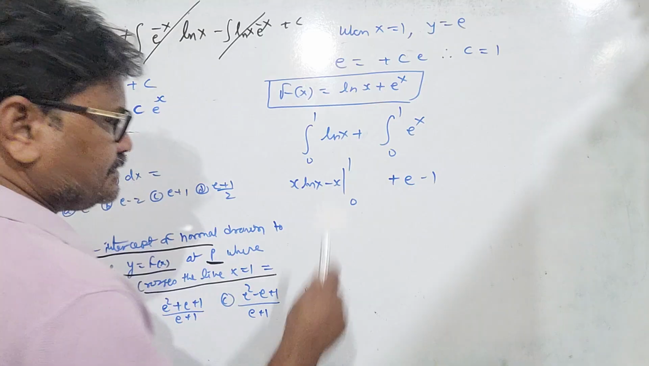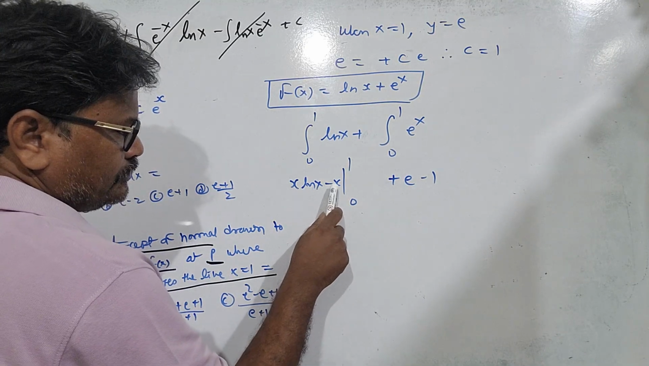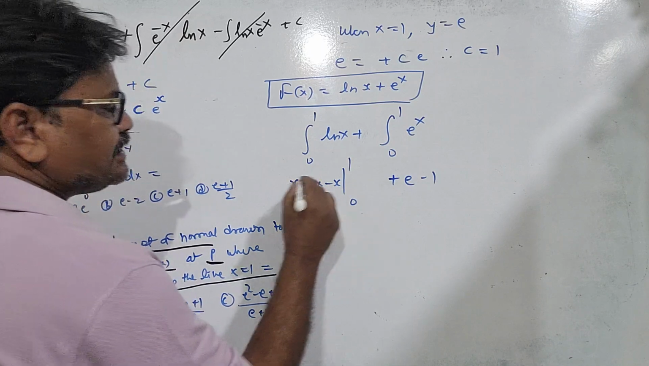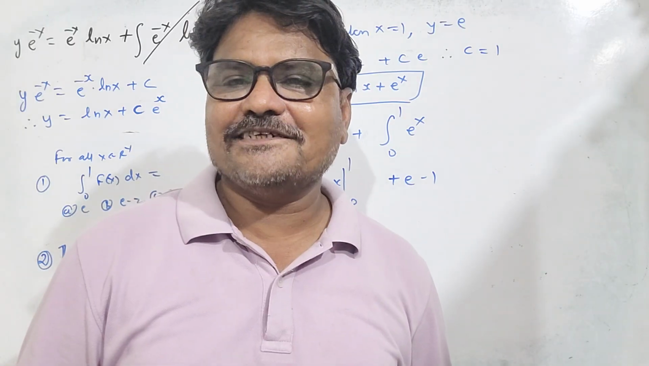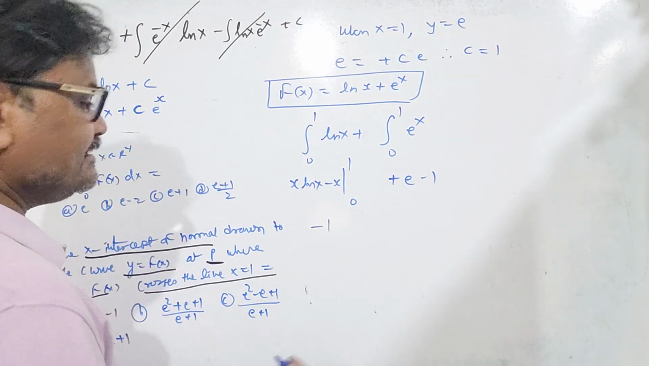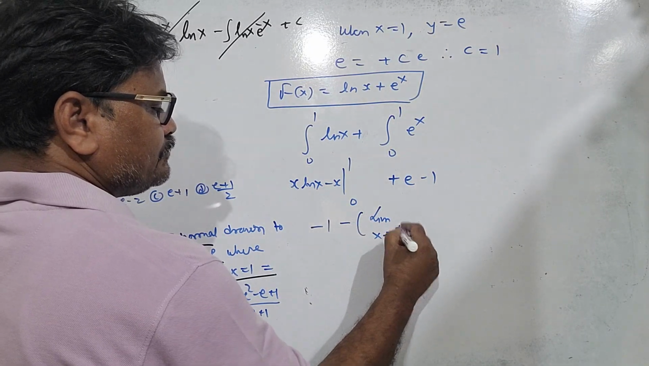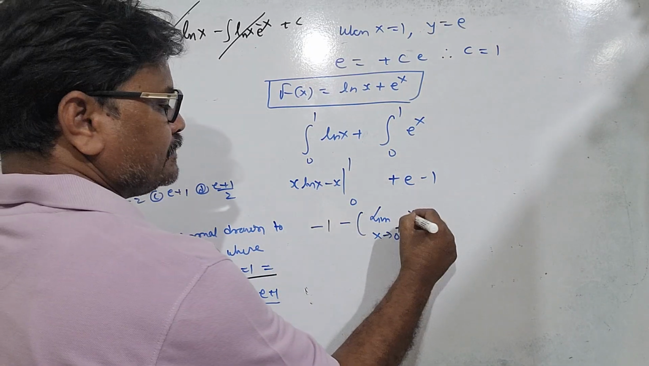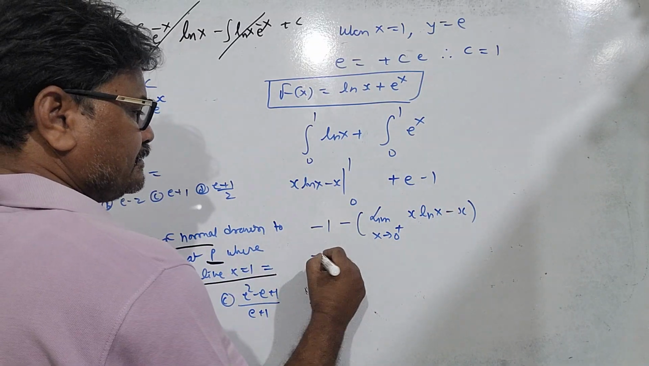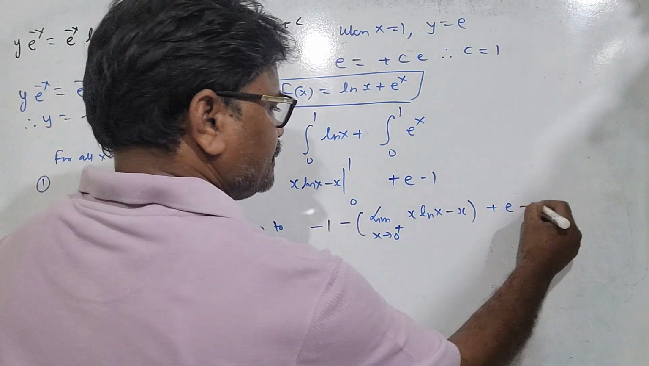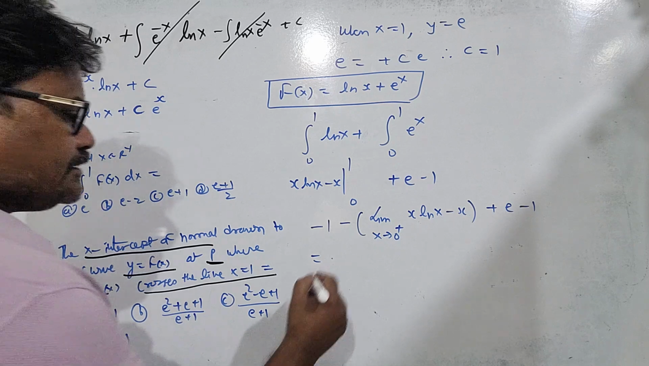How can we say this? See, when we put 1, ln 1 becomes 0, so we are having minus 1. But I cannot put 0 directly over here because log is not defined. So I will take the limit: minus the limit as x extends to 0 positive of x ln x minus x. And here e minus 1 is already there, correct? Okay, fine. So this is minus 1.